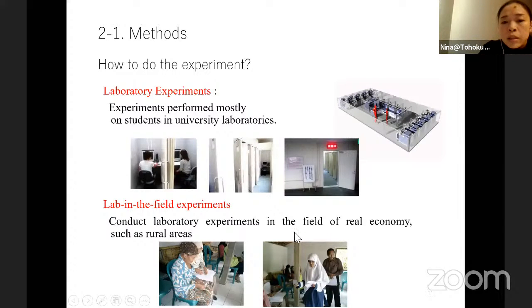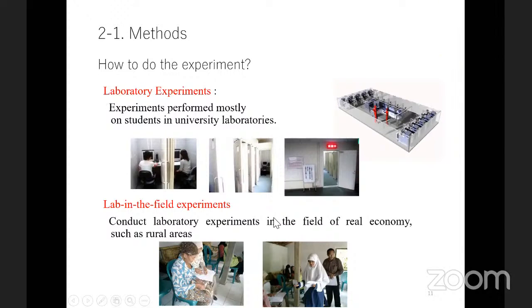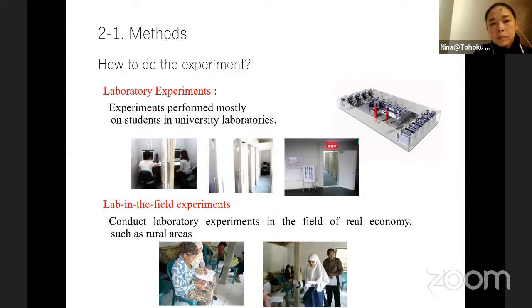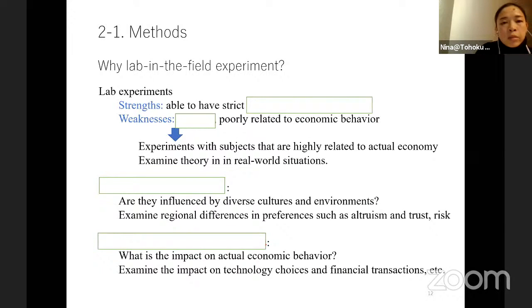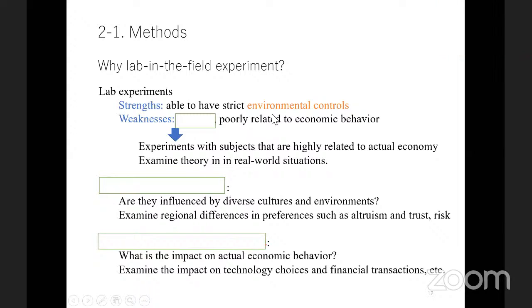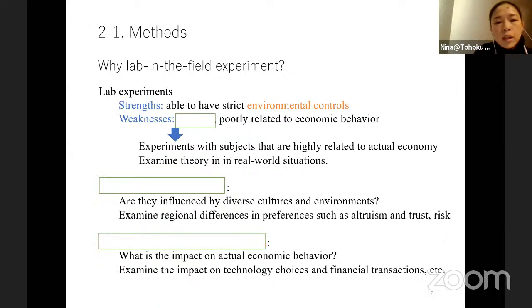We conduct laboratory experiments in the field of real economy, such as rural areas, and the participants are rural farmers or any kind of actual economic actor. So why do we do such experiments in the field? What is the benefit? The strength, the good point of laboratory experiments is we can have strict environmental controls. We can control the conditions. But the weak point, the bad point, is we only interact with students, not real economic agents. So students usually do not have so much experience in the real world and are poorly related to economic behavior.